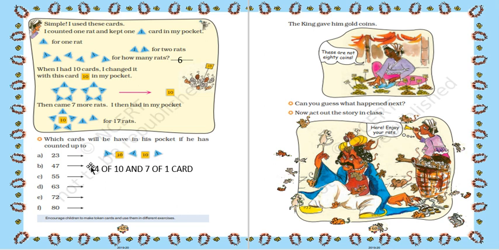So you will make the cards here, like I have written, one is drawn for you and another one is written for you, like 4 of 10 and 7 of 1 card. In this way you can draw. Okay? And the king gave him gold coins. So the king gave him 80 gold coins.